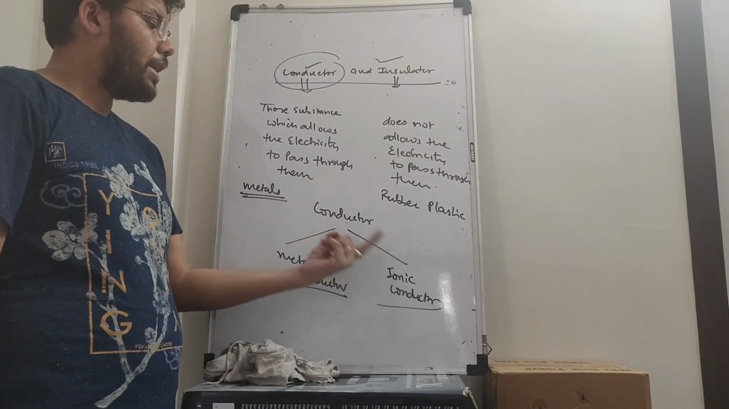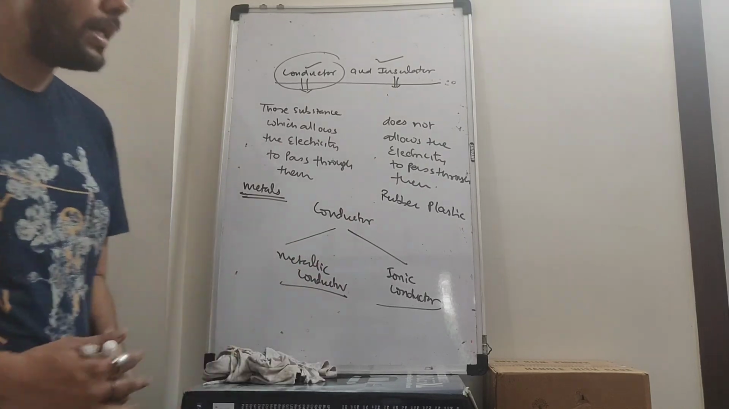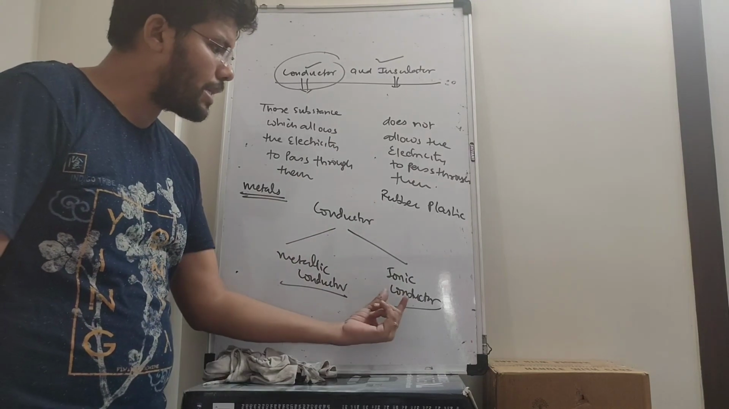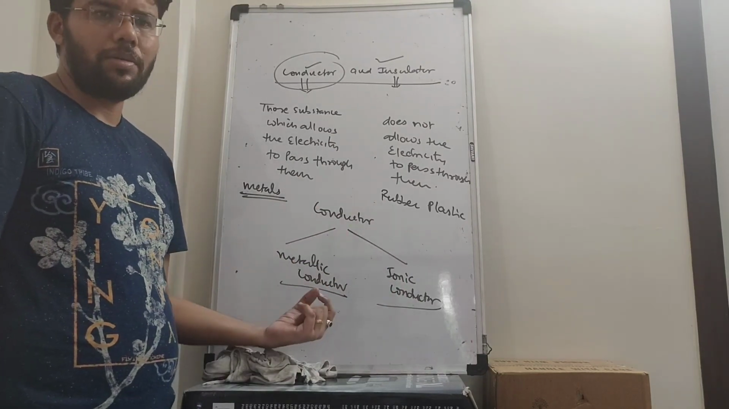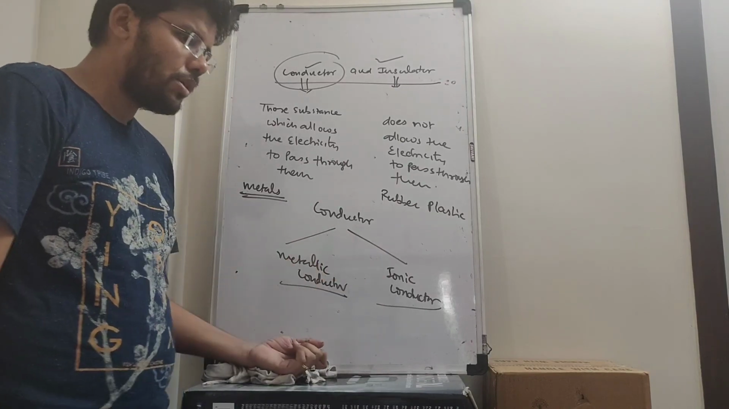ठीक है. Whereas आयनिक कंडक्टर्स क्या होते हैं? आयनिक कंडक्टर्स आर बेसिकली इलेक्ट्रोलाइट्स, which are basically aqueous solutions of acid, base or salts, which are ionic.